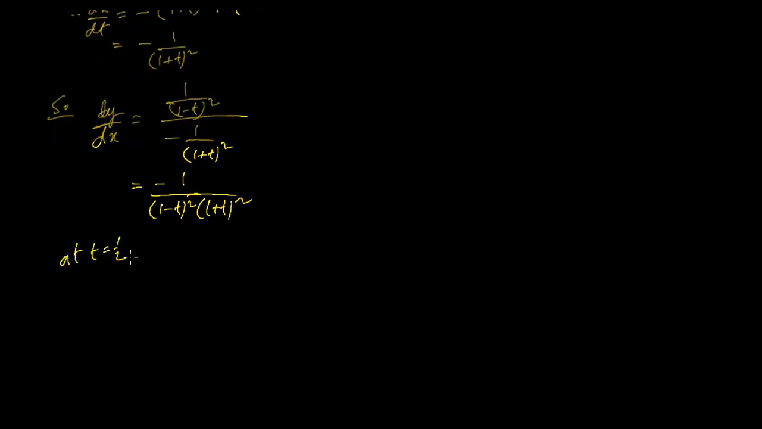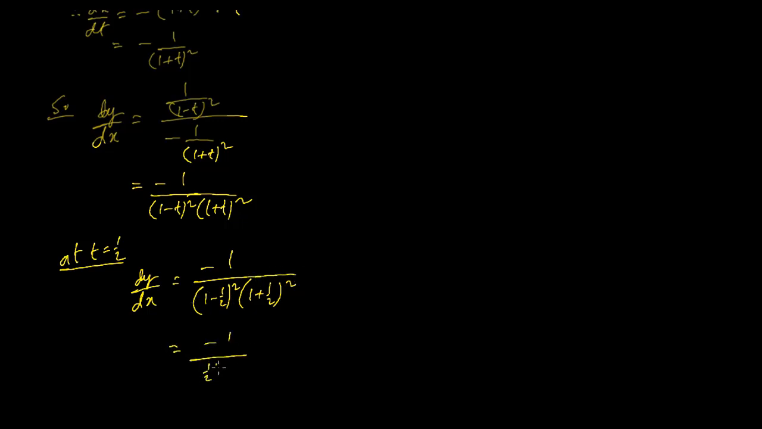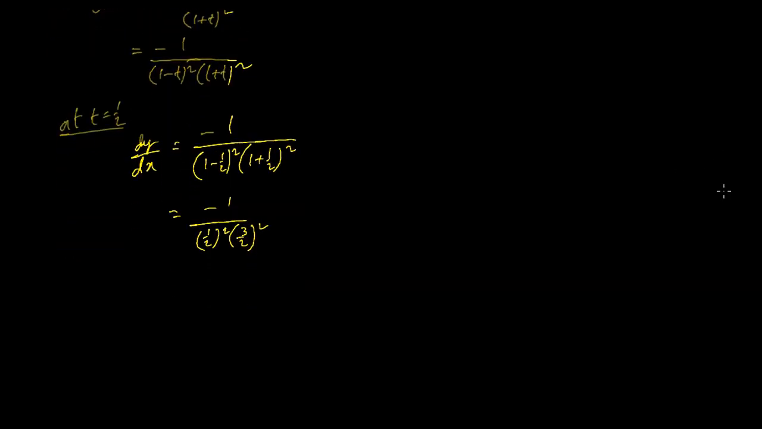At t equals half, dy by dx is minus 1 by 1 minus half whole squared and 1 plus half whole squared. So 1 minus half is half, so this is half squared. 1 plus half, 2 ones are 2, plus 1 is 3, this is 3 by 2 whole squared. This is minus 1, so 1 by 2 whole squared is 1 by 4, and this is 9 by 4. So that means the gradient is going to be 9 by 16.